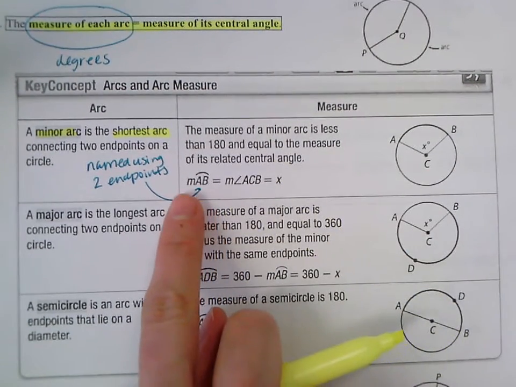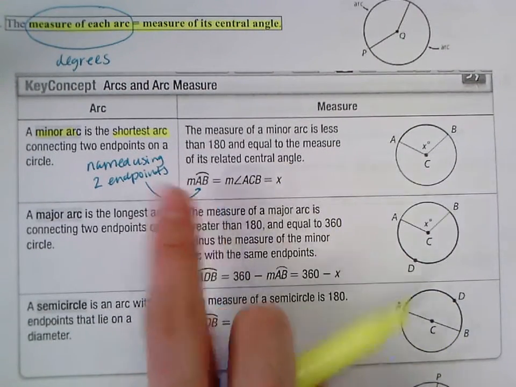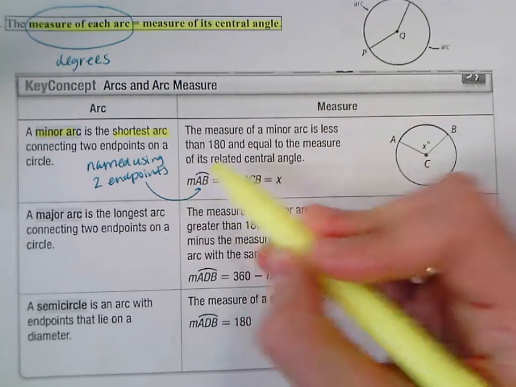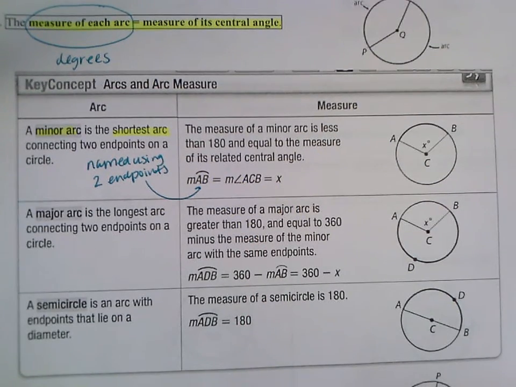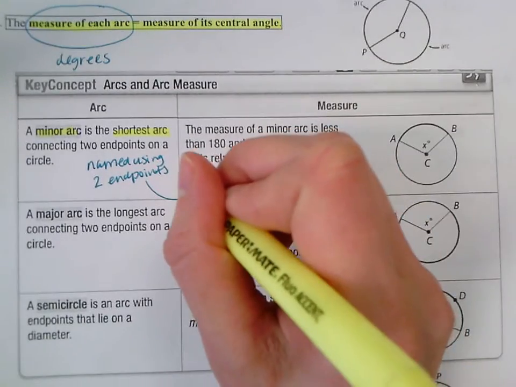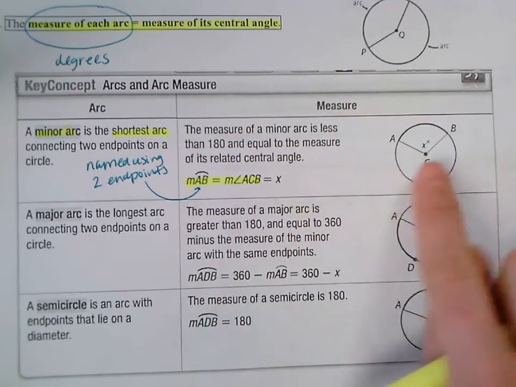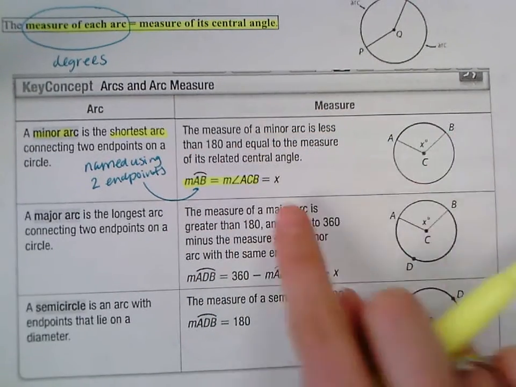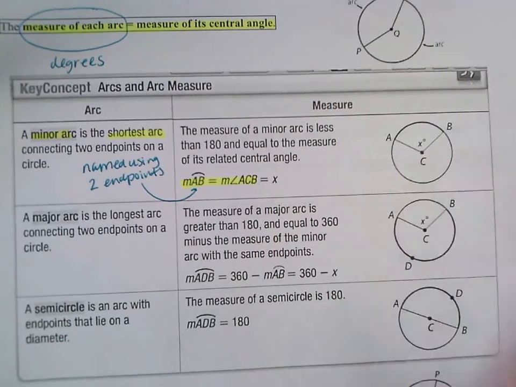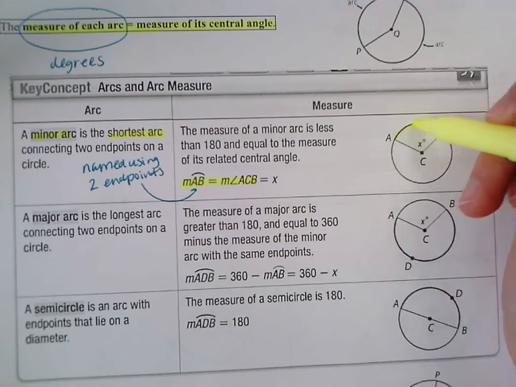So you have the M for measure, you have the two endpoints with that little arc symbol above it that shows the measure of arc AB. It's showing here that it's equal to the measure of its central angle, ACB, which would be measured as x according to that picture. So this is what it's talking about here.